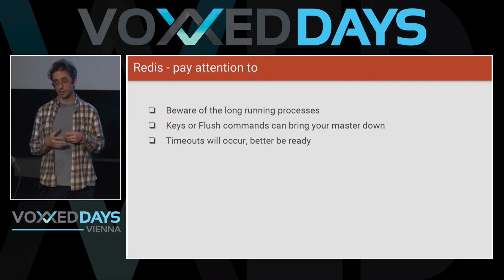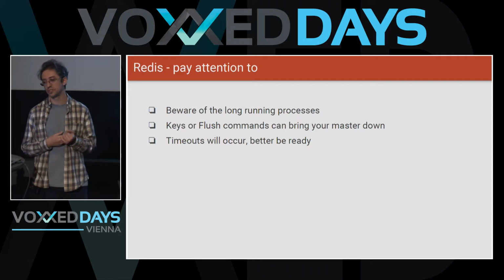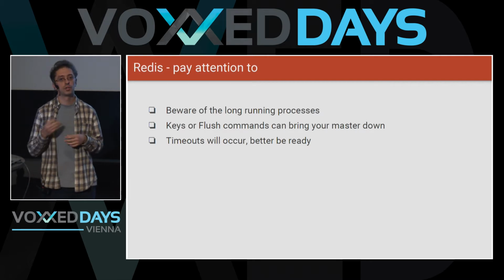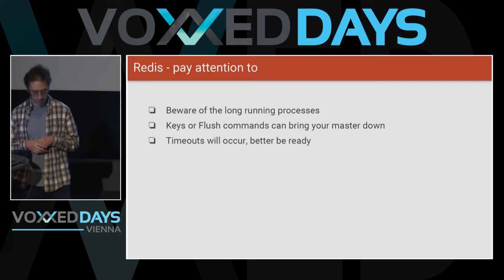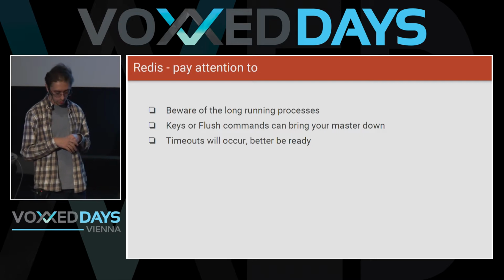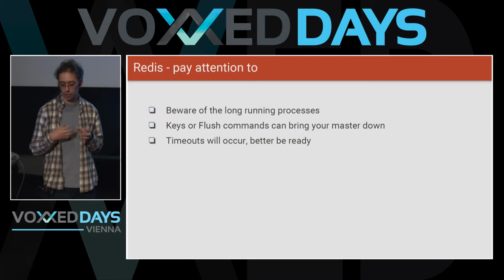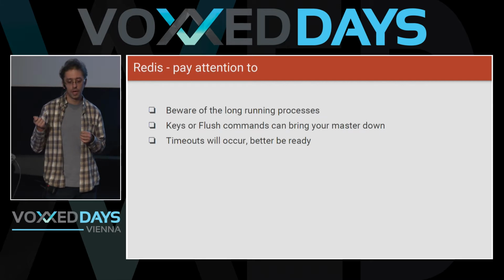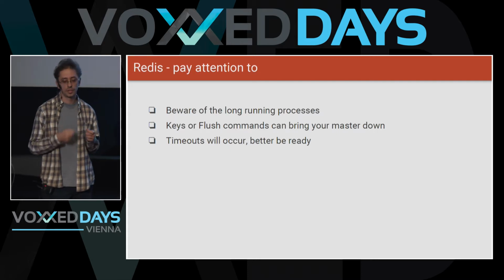Which is not really simple to find out when you are on AWS, because they don't give you any hard numbers. They just tell you that network is low or network is moderate. They just give some attributes. You need to pay attention to long-running processes, because being single-threaded, it can only serve one request at a time. So just a simple command like keys, which returns all the keys on the server, or flush, which goes and deletes all the keys, can bring your master from the replica set down.